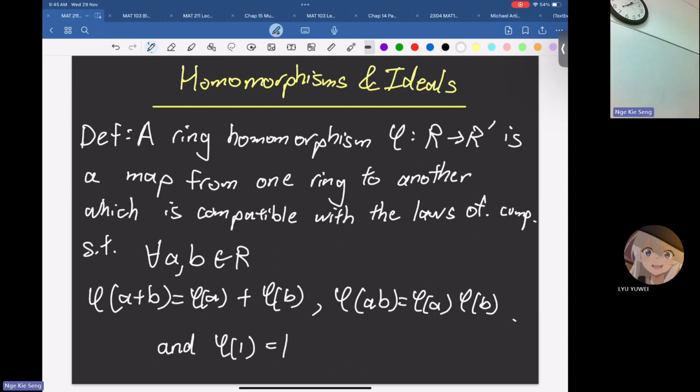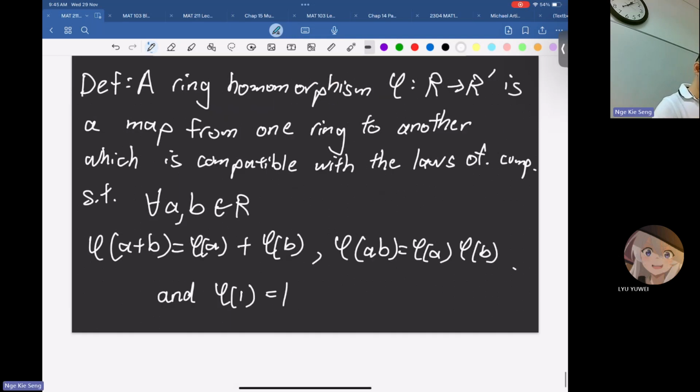Why don't we talk about phi of 0 is equal to 0? Because that one is guaranteed by the group homomorphism property. That one is what we prove. Once we have this, we know phi of 0 is 0. But in a ring, that's not necessarily true for the multiplicative identity, so you need to impose it.